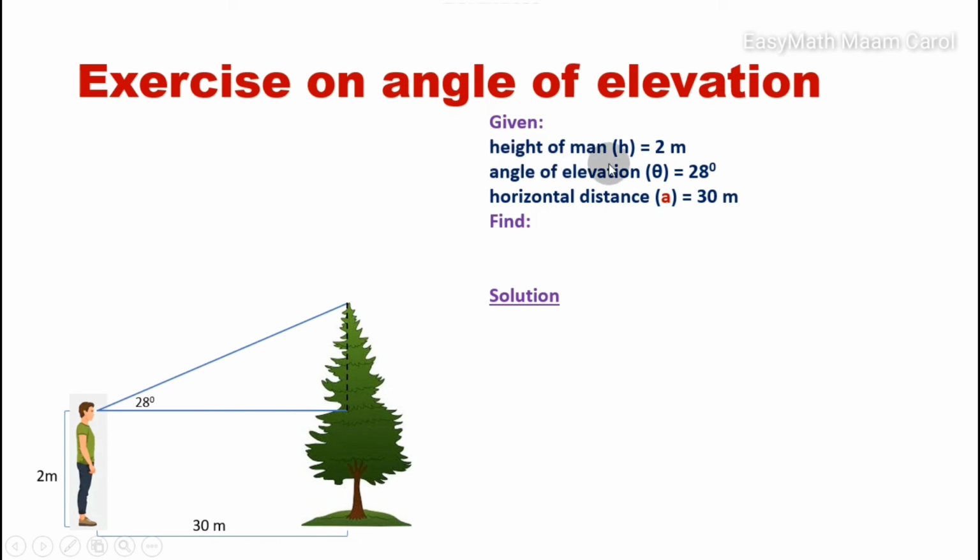So, given the height of the man, which is equal to h, 2 meters, the angle of elevation, which is theta, equals 28 degrees, and the horizontal distance A, which is equal to 30 meters. Ngayon, nilagay ko ng letter A yung horizontal distance na to. Yun yung nilagay ko na variable kasi katulad din naman siya. So, we call it the adjacent side, right? So, dapat tamain na natin yung pag-a-assign natin ng mga variables. So yung distance na to, siya yung A. And that is 30 meters.